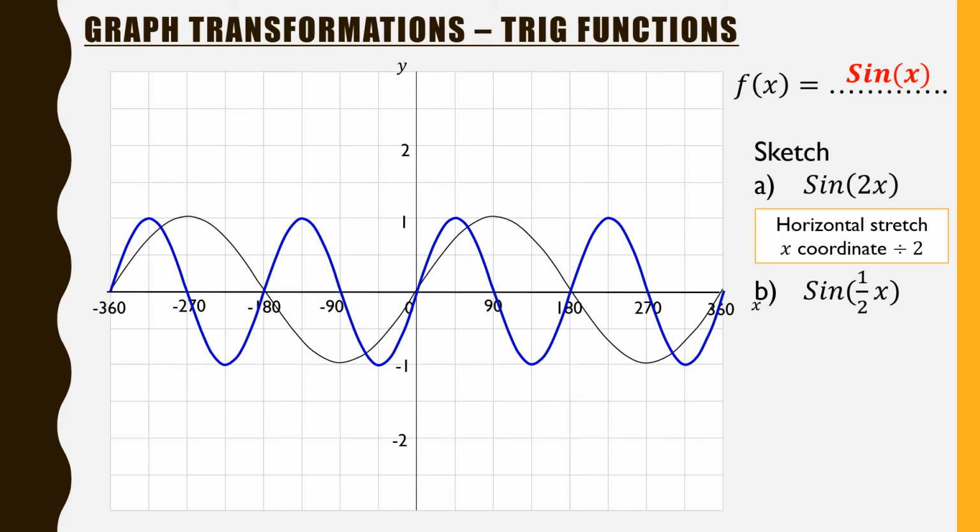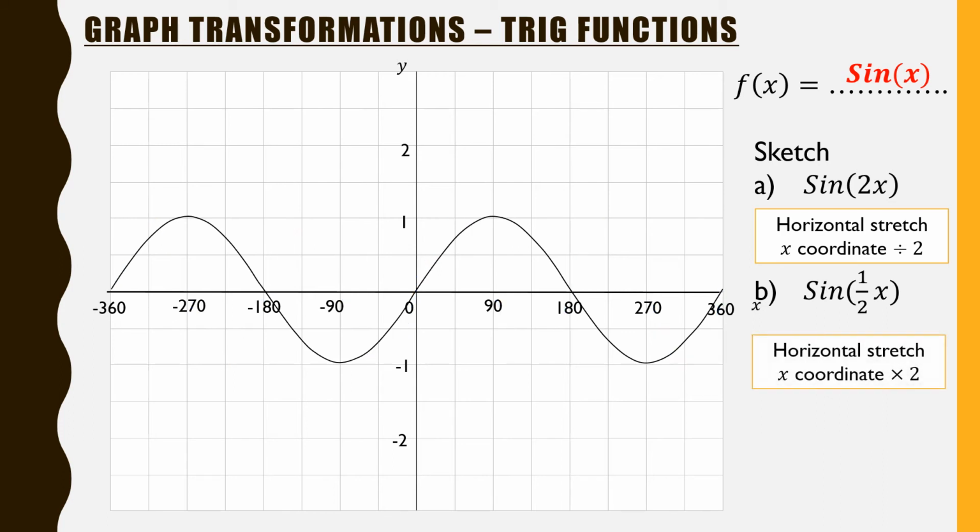And for B, we've got sine a half x, because it's the opposite to what we think. We're actually doubling the x coordinate this time, which means it's going to be, I've had to go over the edge, but it's so stretchy, it's really wide and long.